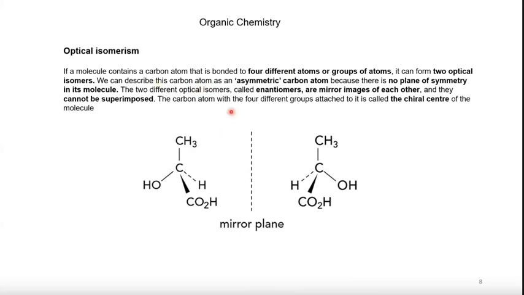We can describe this carbon atom as an asymmetric carbon atom. It is asymmetric because it is not bonded to any symmetrical atoms. And because there is no plane of symmetry in its molecule, these 2 different optical isomers, called enantiomers, are mirror images of each other, but they are not superimposable. This carbon atom is the chiral center of these optical isomers.